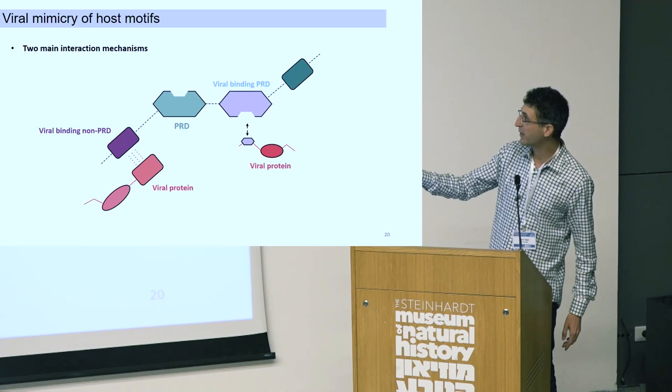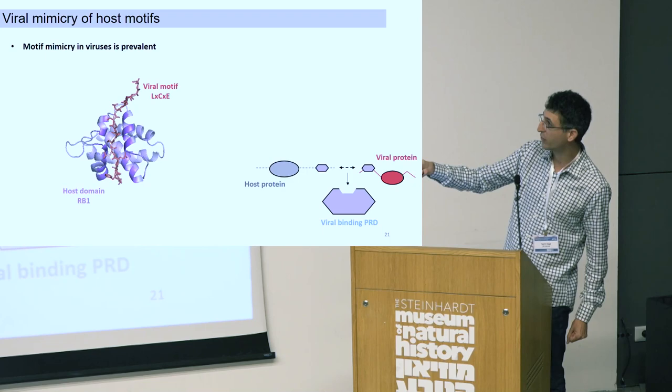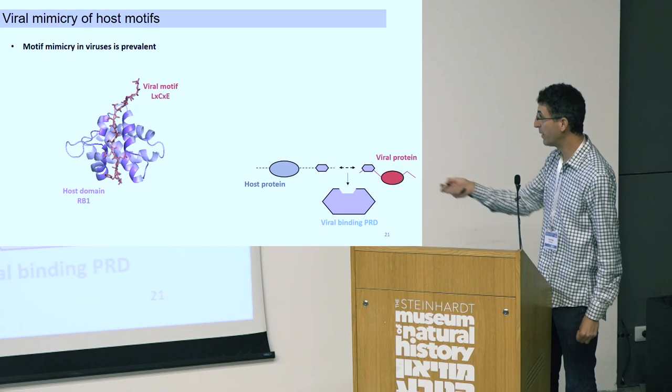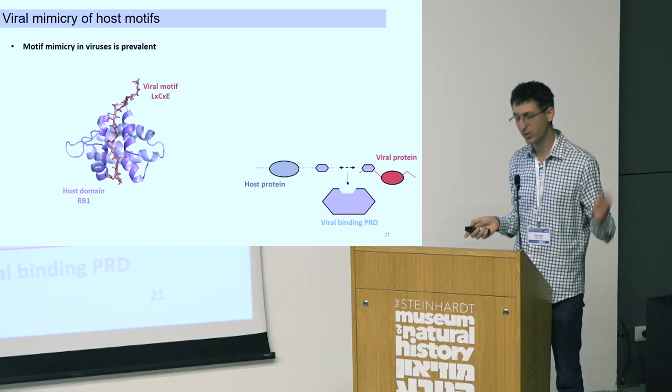Here is a real example from a crystal structure. This is a viral motif from SV40. You see the motif, it looks like that, and it goes into the binding groove of this big retinoblastoma domain, the big purple chunk of domain, and it can displace. Basically, the viral motif looks exactly like the human motif, and it can displace it and form an interaction at the expense of the host protein. So it's a great win-win situation for the virus.